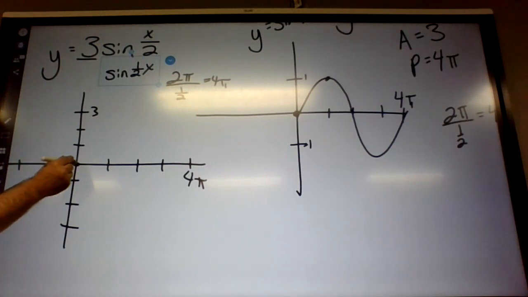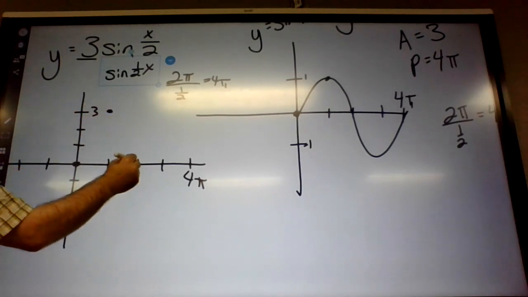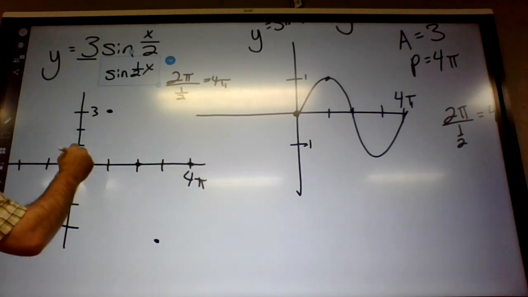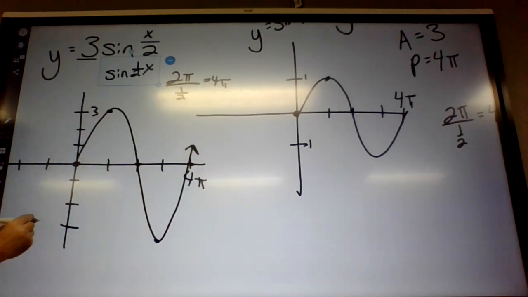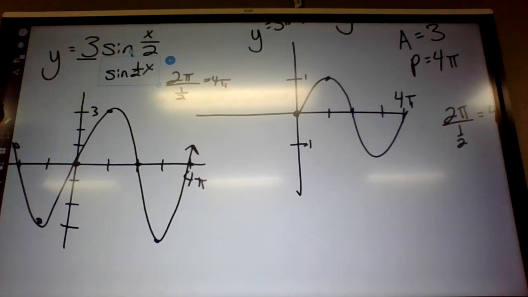Okay, sine starts in the middle going up. So you go top, middle, bottom, middle. Where does cosine normally start? At the top. You can go backwards also. Cosine starts at the top, and of course I have to go down from there.